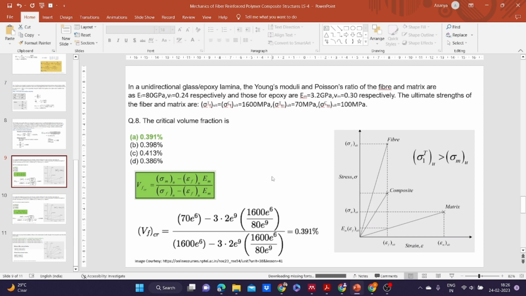Now it is 0.391 percentage, because in the assignment we have to enter the value. So actually in the previous problem which we solved in this class, we solved problems by taking volume fraction. Fraction only. Okay, so we need not convert it into percent.